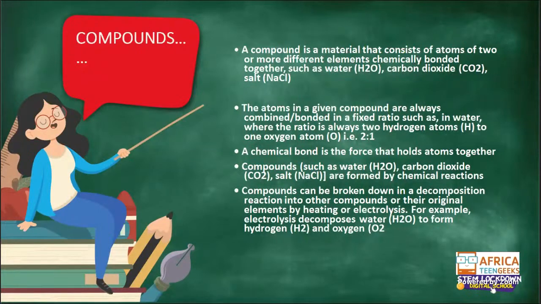So we said a compound can be broken down. It means a compound can be separated using what? Heating or electrolysis. So when you see water is H2O, we can decompose it or break it down to what? Hydrogen and oxygen. So I repeat, water, which is H2O, can be broken down into H and O, which is hydrogen and oxygen. Okay, let's go to the bullets.